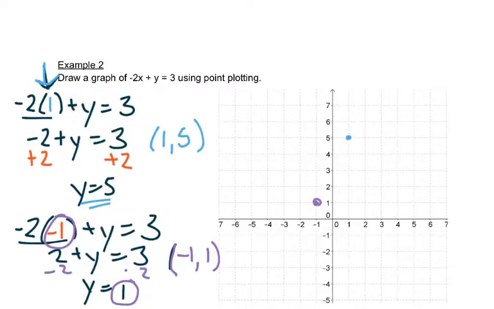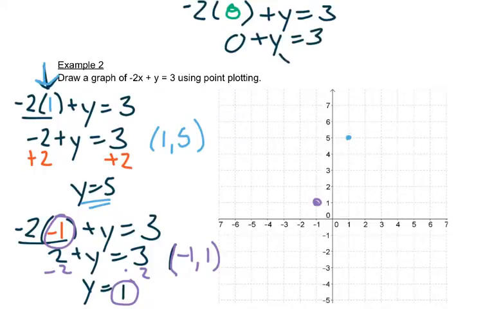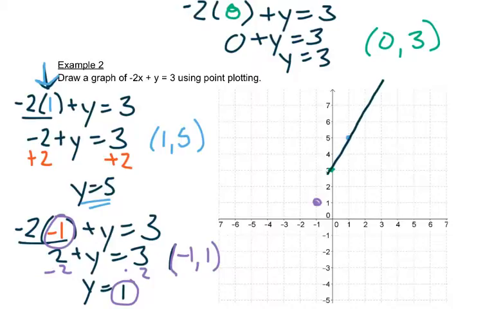It's a good idea to try 3 points just to make sure, as a double check, that your points are right. So let's do it one more time. And let's choose 0. Again, there's nothing special with the x's I'm choosing. You can choose any x you want and it will still work. So negative 2 times 0 is 0, plus y equals 3. So we get y is 3. This again is a point. X was 0, y is 3, 0, 3. And we can see that all 3 of those points line up, straight line, and that's the graph of this equation.